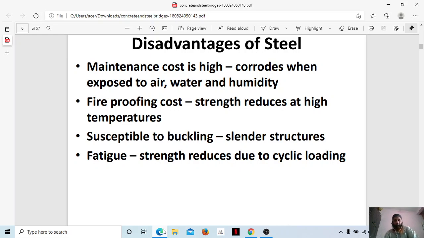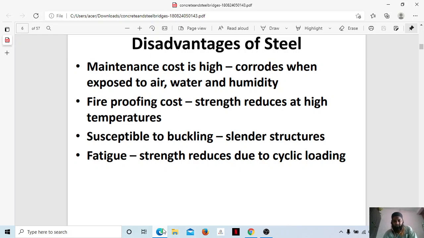So we need to keep maintaining this from time to time. If this is not maintained, there is a high amount of corrosion, thereby leading to collapse of the structure. Fireproofing cost reduces at high temperatures. At high temperatures, strength is reduced. If there is a high amount of fire due to any untoward situation, at those times also it is not able to resist that fire. So this is the problem with steel construction.